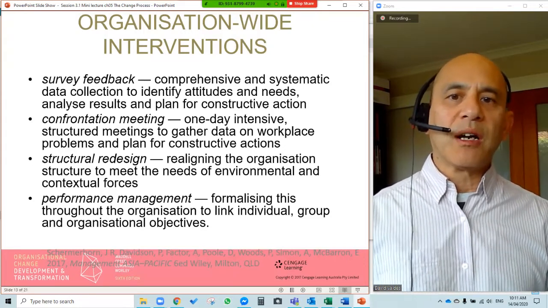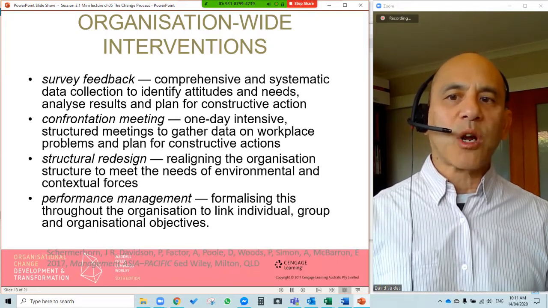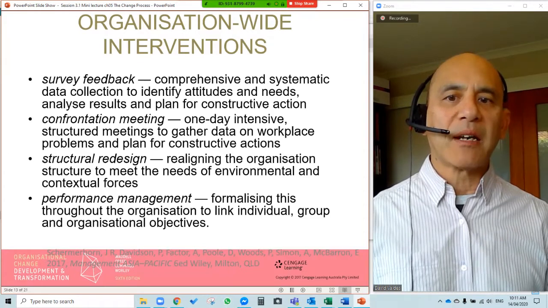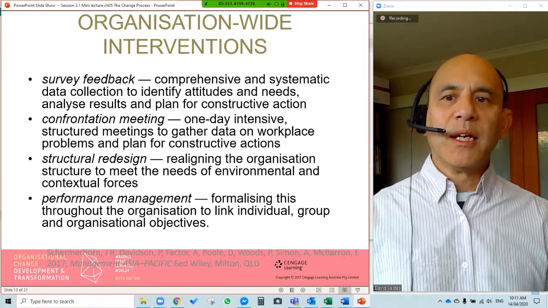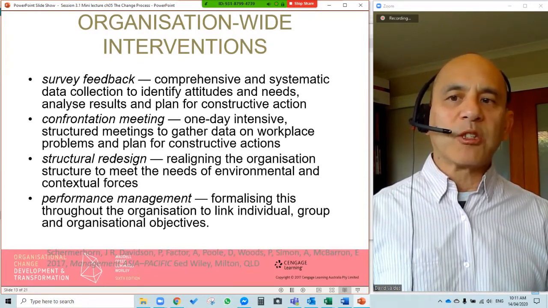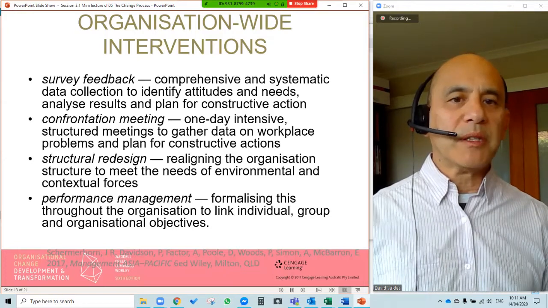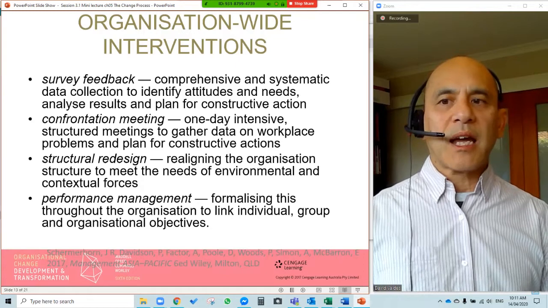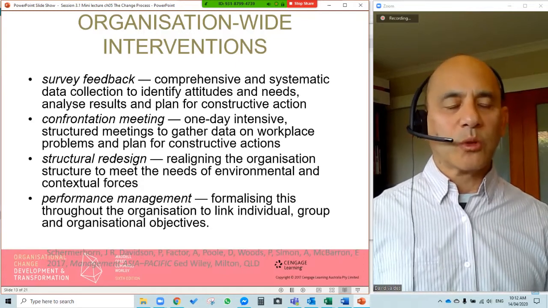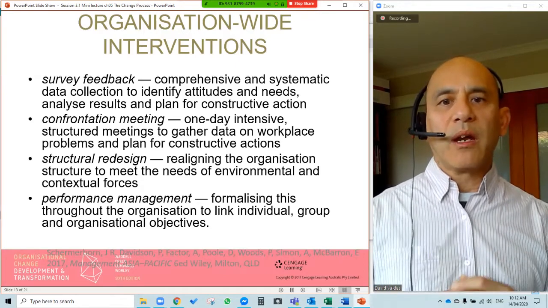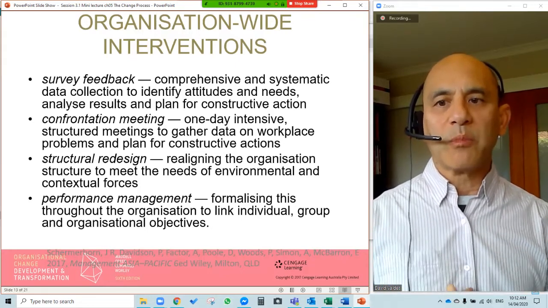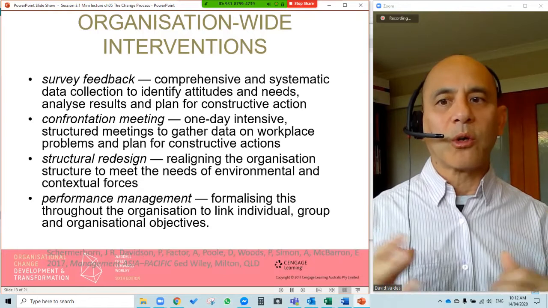Confrontation meetings are one-day intensive structured meetings to gather data on workplace problems and plan for constructive action. As opposed to a survey, which can be done at the employee's own time and anonymously, a confrontation meeting is an actual group meeting where a back and forth discussion is held among the members of the team or the members of the entire organization.